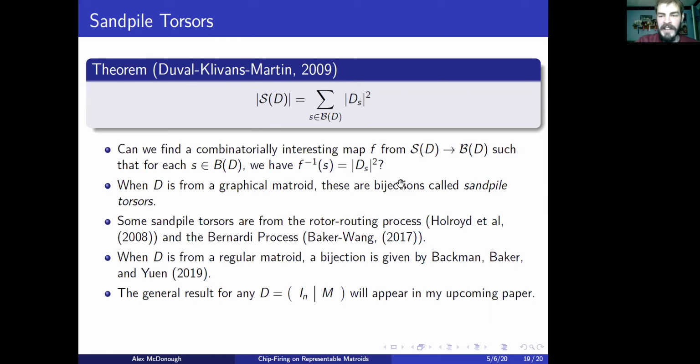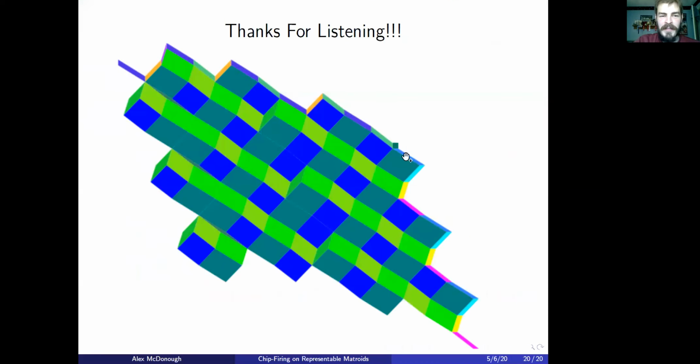But I'll give you a little preview. This type of tile appears in my proof, and it would take a little while to explain what this means, but this gives a periodic tiling of R2, and it's very pretty to look at. So thanks for listening.